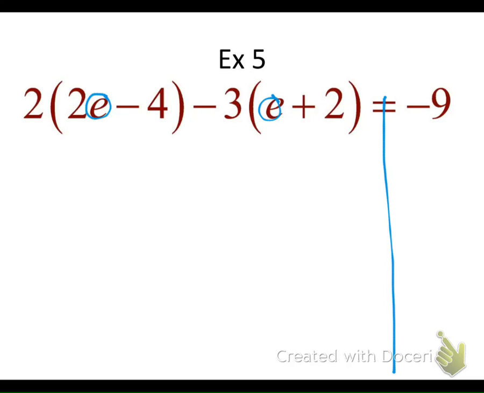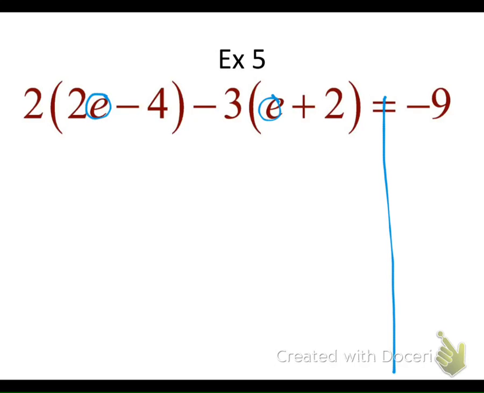So example number 5, we have 2, a set of parentheses, 2e minus 4, minus 3, another set of parentheses, e plus 2 equals negative 9. So as Deontay was telling us, this time we're going to have to distribute twice. So we're going to start off by simplifying each side of our equation, which in these particular examples, we're only simplifying one side. Thursday we'll start simplifying both sides.